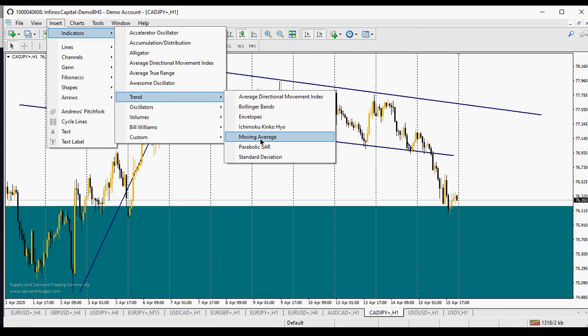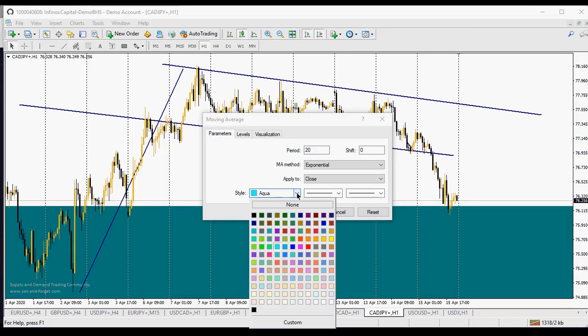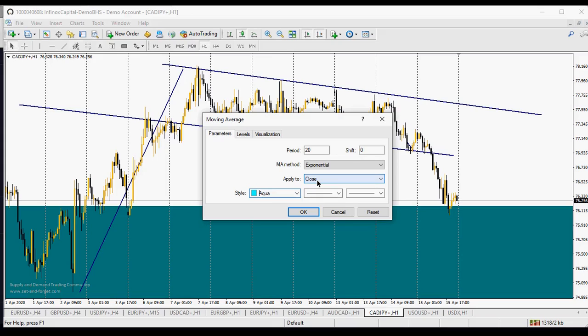Moving average. I want you to follow me as I set it up. You can see we have period. Period simply means the number of candles the moving average considers to plot the line on the chart. Then we have different types: exponential, simple, smoothed, and linear weighted. You can also change the colors here and decide what color you want. Now, apply to close. Close means that you want the indicator to plot after the close of every candle.